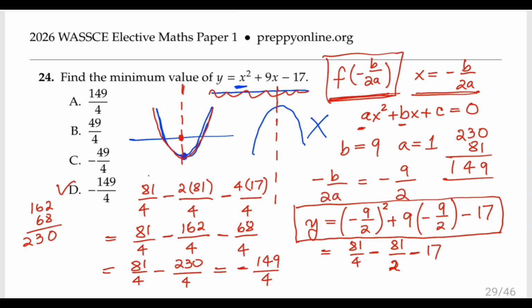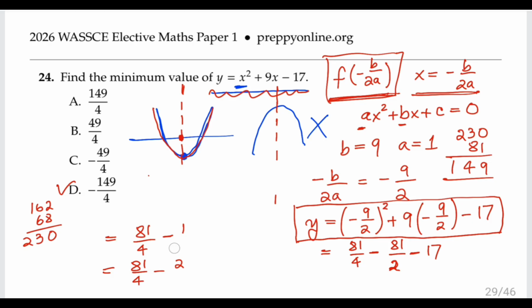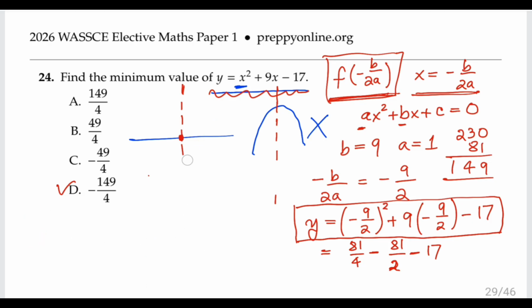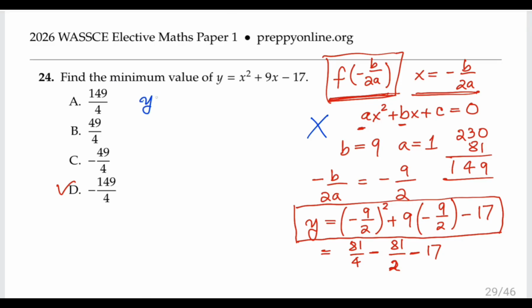I mentioned that we have other methods. For instance, you could use calculus to do this. Whenever you hear minimum, maximum, and things like that, you should think about calculus. And so you can differentiate and so on. Let's do that. We may not do the full thing, but let's see. So we have y equals x squared plus 9x minus 17. So dy dx is equal to what? Is equal to 2x plus 9.